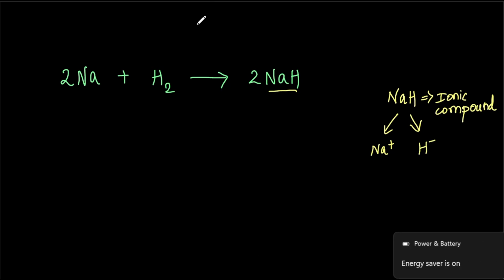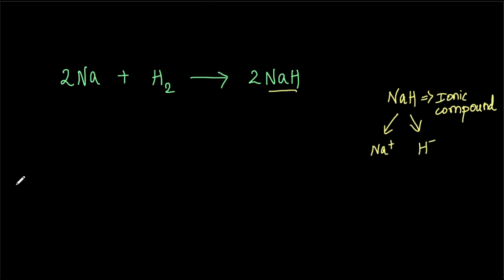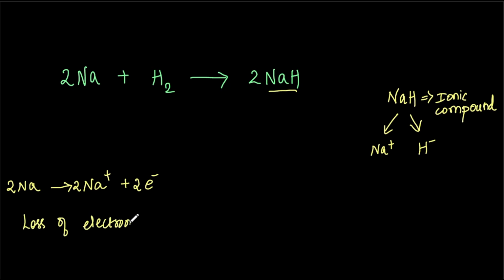So let us see the half reactions. So for sodium, it is the same reaction. Sodium loses its electron to attain stability. Two sodium atoms are there. So 2Na gives 2Na+ plus 2 electrons. So for sodium, it is loss of electron.